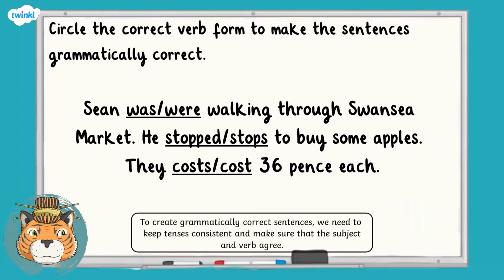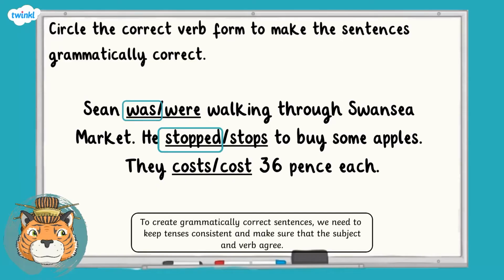How did you get on? In this question, we need to think about tenses and subject and verb agreement. In the first sentence, we need to choose the singular verb form, as Sean is a singular subject. The answer is was. The word was told us that the paragraph was in the past tense, so we need to use stopped in the second sentence.